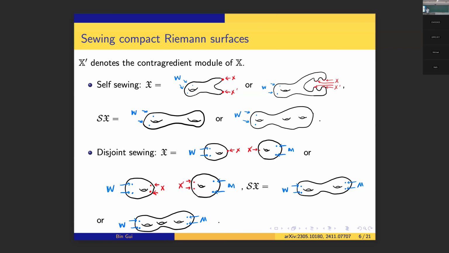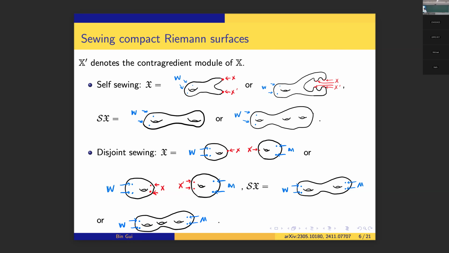And I get a genus 3 surface from a genus 1 surface. This is what I call the self-sewing, because all these marked points belong to the same component. But it's more important in our story to consider the disjoint sewing, which means that these 2 marked points that you need to sew the Riemann surface belong to different components. So the other settings are similar.